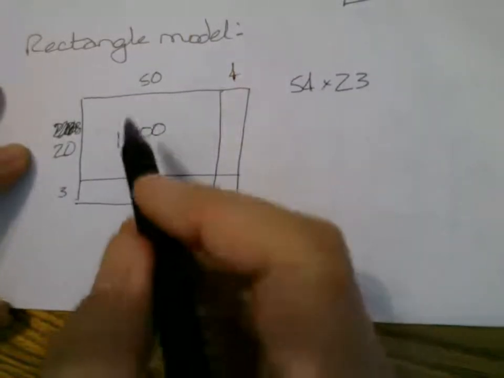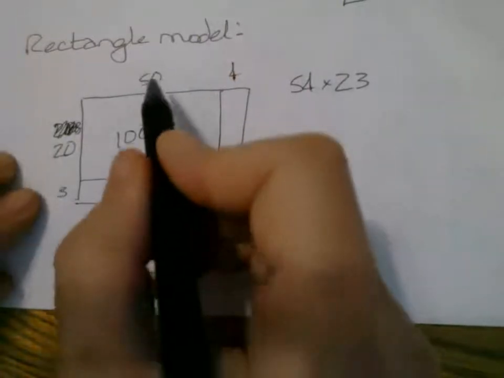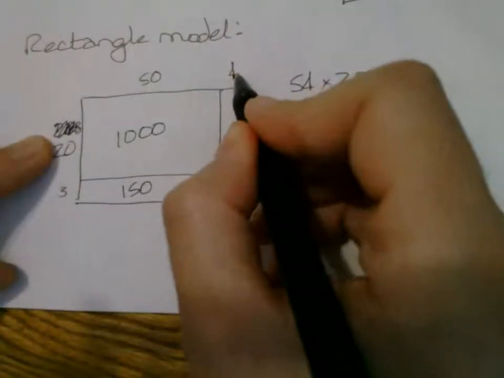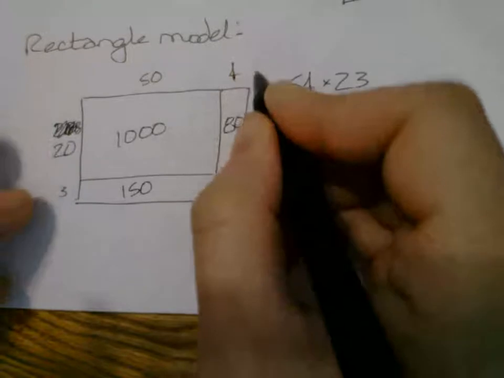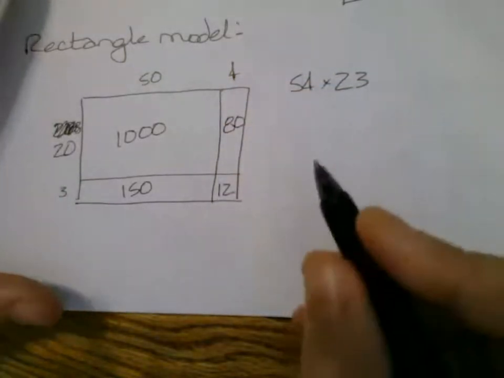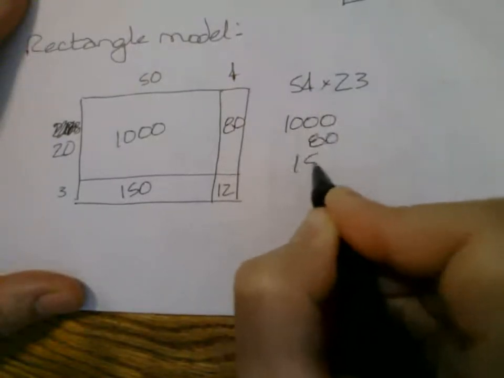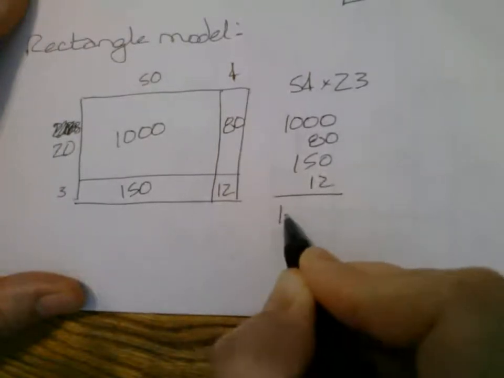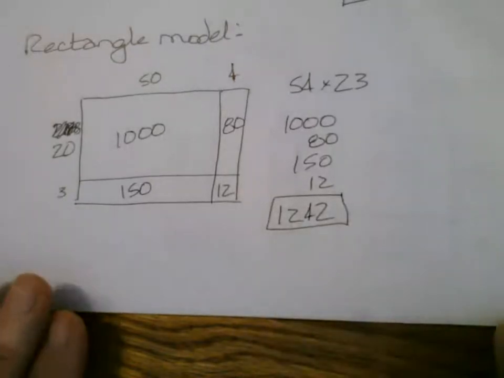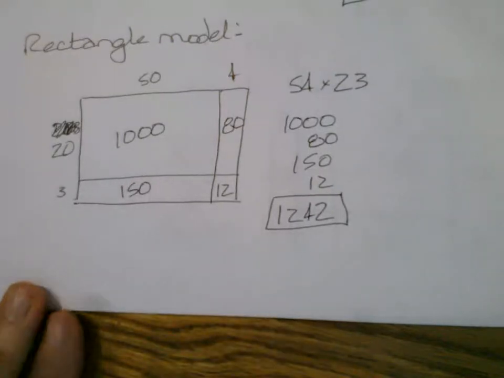The rectangle just helps us to make sure that we get all 4 of our partial products instead of doing 2 and calling it a day. 50 times 3 is 150. 20 times 4 is 80. And 4 times 3 is 12. And just like we did above, we'll take those 4 partial products and add them. And we better get the same total that we got before. So distributive property and then the rectangle model is a visual representation of the distributive property.